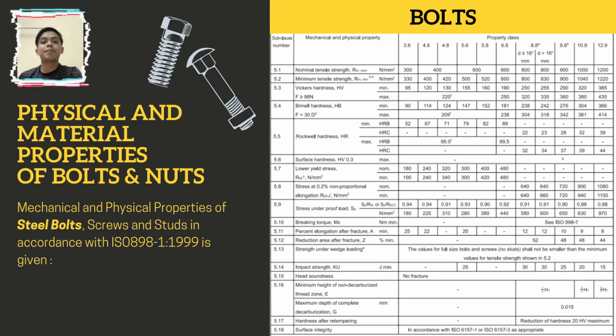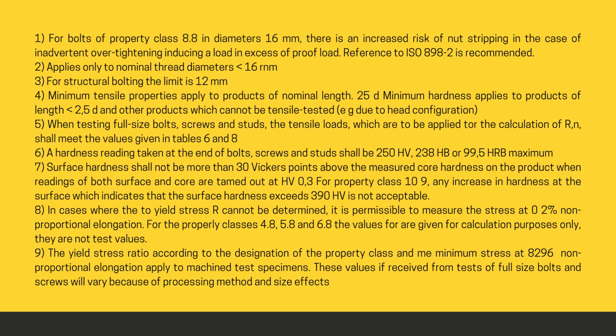And for the physical and material properties of bolts and nuts, we have two tables, a bolts table and a nuts table. The bolts table shows the mechanical and physical properties and property classes. There is a lot of information on the mechanical and physical properties of bolts. And on the nuts table, there are strength grade designation, proof load stress, Brinell hardness, Rockwell hardness, and Vickers hardness.